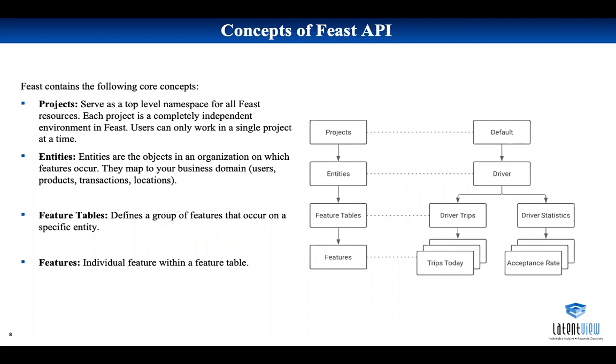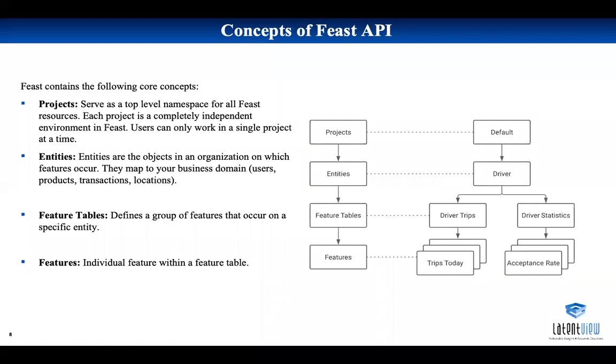Feast has, as I told you, projects, which is basically the namespace under which everything comes. Then we have entities. We can see an example, similar to the Uber or Ola example, where they have drivers, trips, and statistics. The driver trips and driver statistics will have features like trips today, acceptance rate, and conversion rate. Based on this data, we have a namespace and we have entities, which is about whom we are talking about, what kind of data it is. So it's data of a driver, and that's an entity.